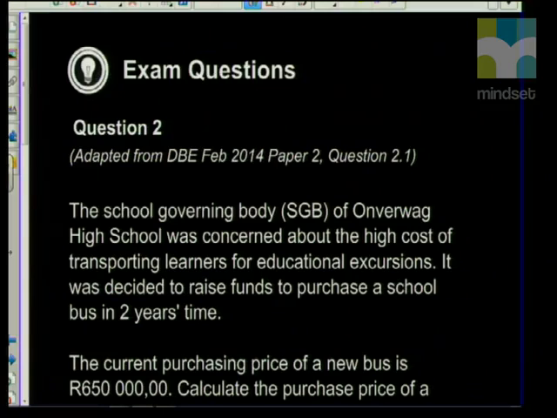The school governing body of Onverwacht High School was concerned about the high cost of transporting learners on educational excursions. They decided to raise funds, instead of taking out a loan, to purchase a school bus in 2 years' time. So they were concerned. They don't want to pay their interest to a bank. They'd rather raise money, earn interest on an investment, save it for 2 years' time, and then purchase. But there's a problem. Look what's coming.